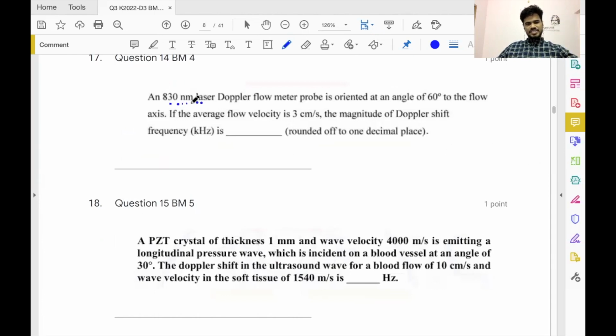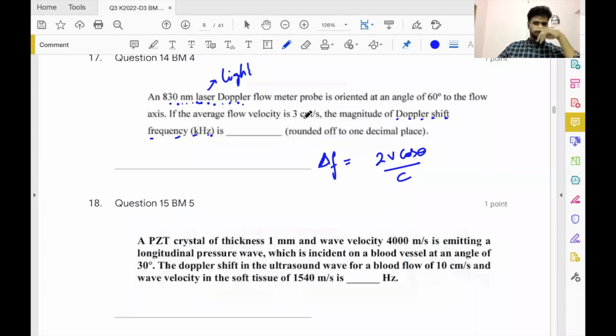It's 830 nanometer laser Doppler flow, so we have to be slightly careful. This is not sound Doppler, it is laser Doppler, but still we can use the same things. Again, the Doppler shift delta F should be equal to 2V cos theta by C. C is the propagation speed of whatever wave you are sending. Here we are sending a laser, so this wave is light. Be careful about it.